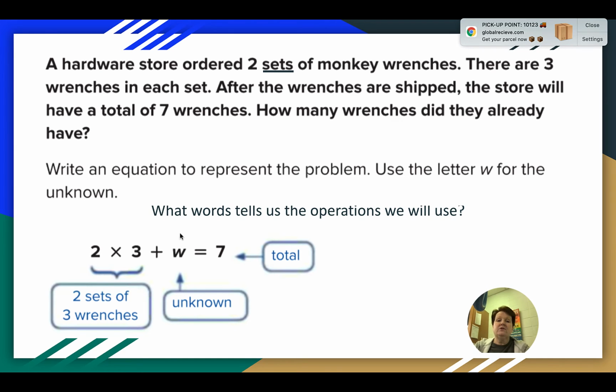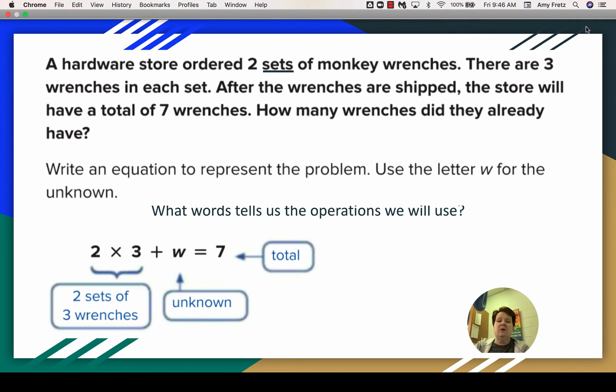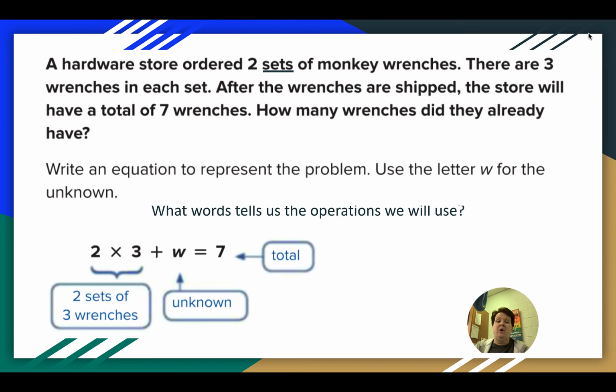A hardware store ordered 2 sets of monkey wrenches. There are 3 wrenches in each set. After the wrenches are shipped, the store will have a total of 7 wrenches. How many wrenches did they already have? So when we write this equation, we see that there are sets of monkey wrenches, which means there's 3 in this set and 3 in that set. So we know that we're going to use multiplication for that part.